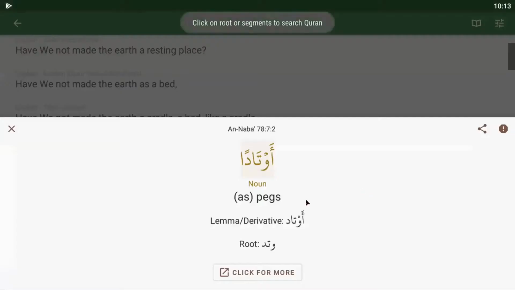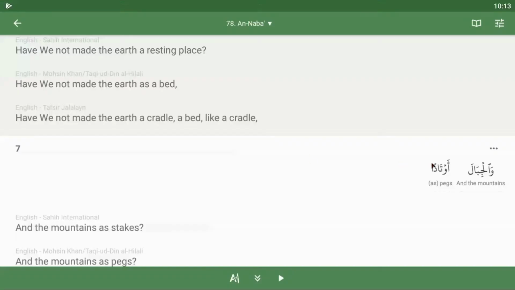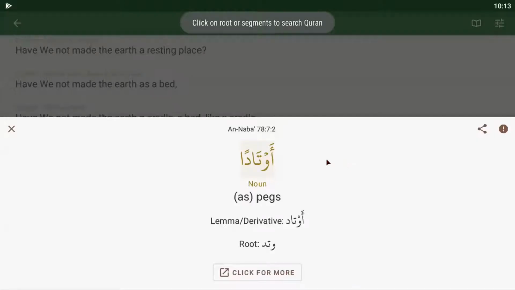Autad, what is autad? The root is watadun, the plural is autad. A peg, what do you call it? You take a hammer and a nail. A peg, a nail, like a tent. This is a tent, and you put pegs here and you hammer them down. You put something out and you hammer it down, it goes in. So the tent is similar to the earth.